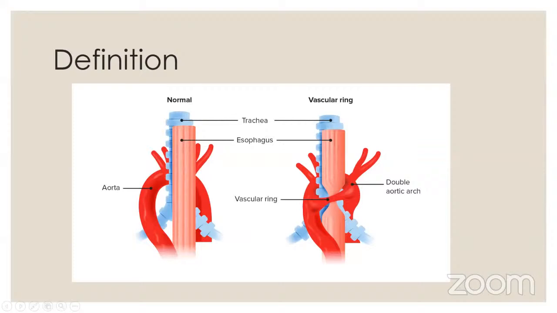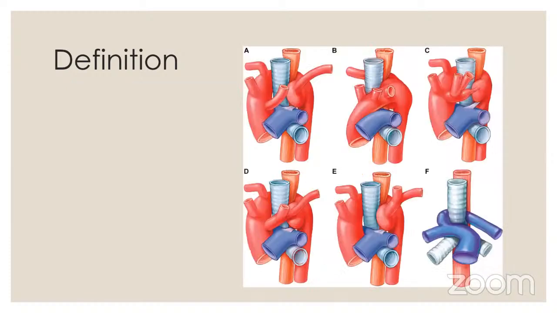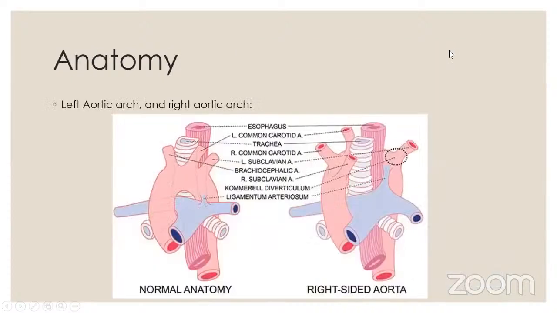Okay, so what do we mean by vascular rings? Vascular rings are usually defined as a congenital malformation where we have one or more different vascular structures that encircle the trachea or the esophagus. These vascular structures are the aorta or one of its major branches, or the pulmonary trunk and one of its major branches, as well as the arterial duct or its remnant. Because of this broad definition, we have multiple variations in the formation of these vascular rings, and we'll try to go through the most important ones.